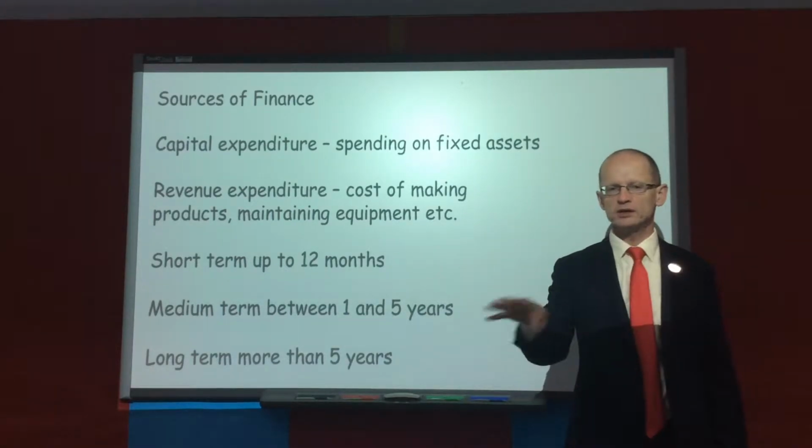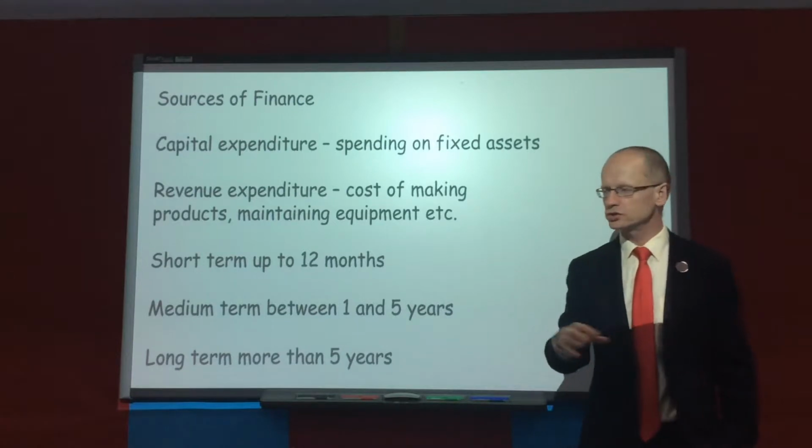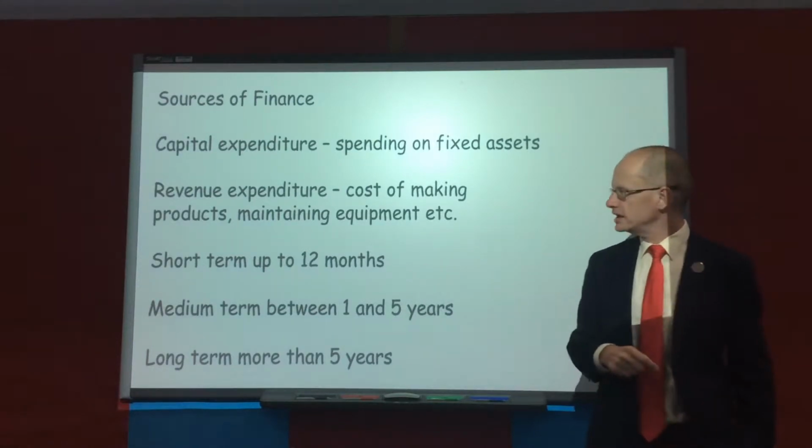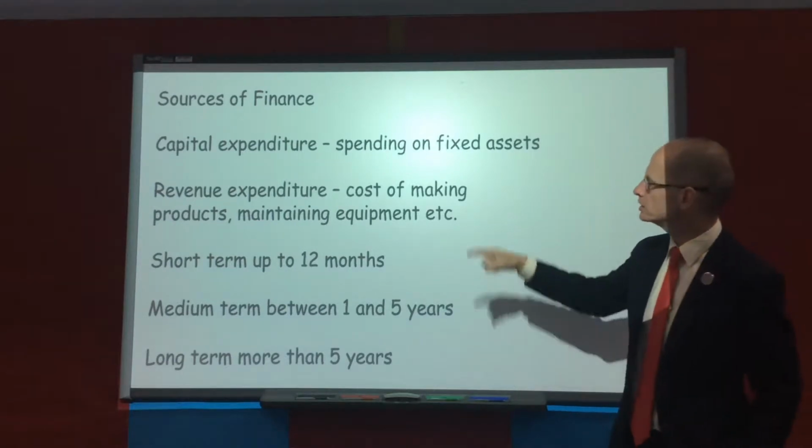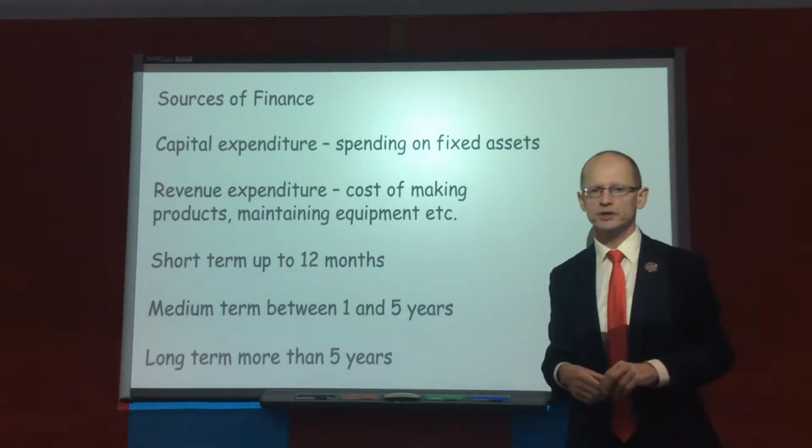Capital expenditure is spending on fixed assets, such as cars or equipment. Revenue expenditure is the cost of making the products, for example, like the cost of goods sold in your profit and loss account, or maybe the cost of maintaining equipment.